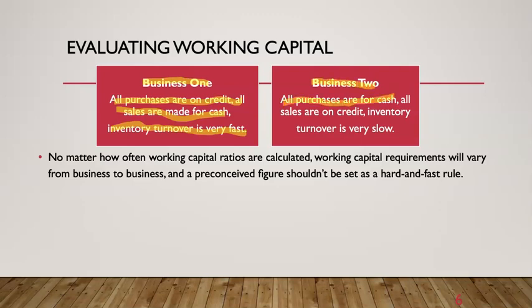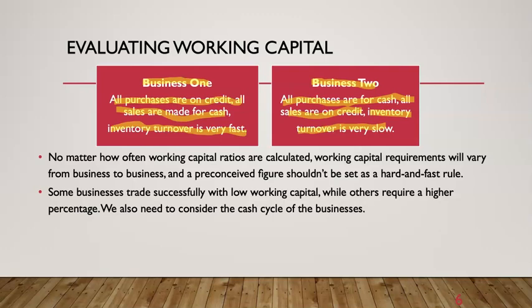All their purchases are for cash, all their sales are on credit, and inventory turnover is very slow. Their cash cycle is very high. They buy something, it takes a long time to sell it. They don't get the cash straight away because it's on credit, but they pay their cash to their suppliers straight away. So businesses can sometimes trade successfully with a low working capital ratio, while others require a higher percentage.